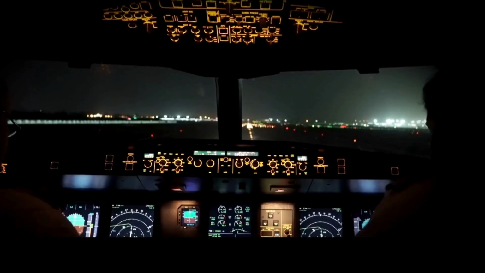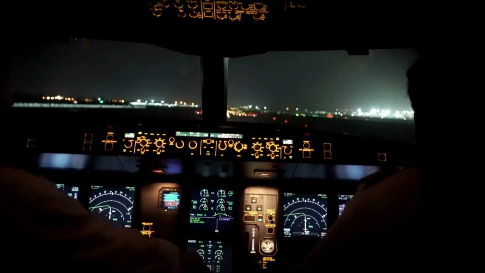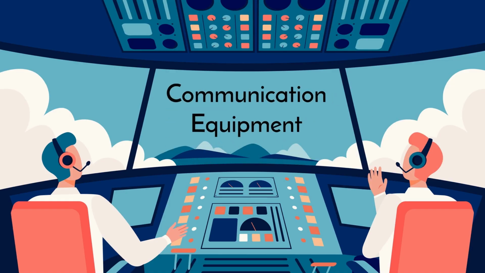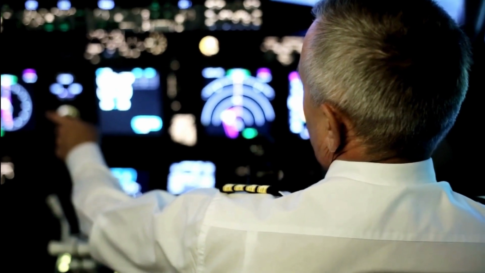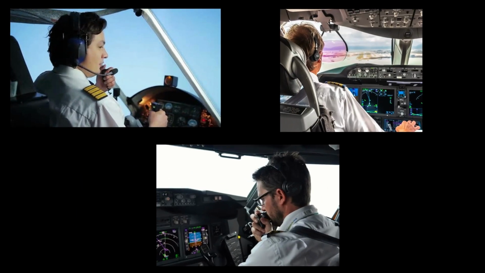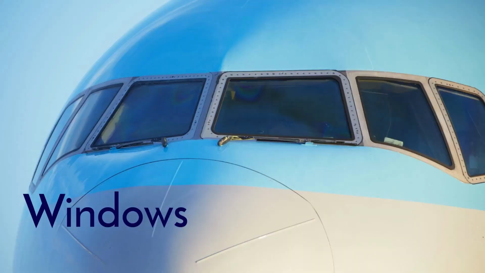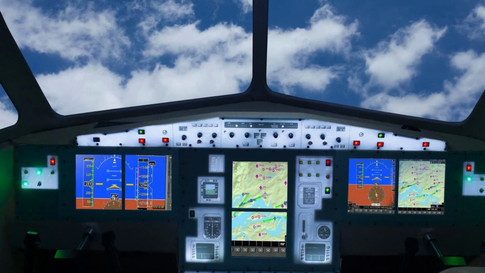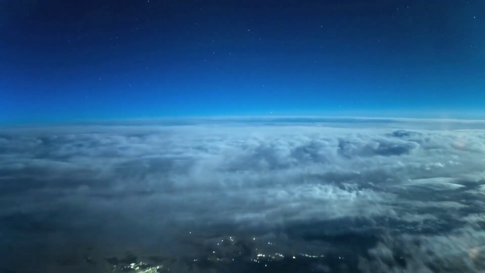Instrument panel. The instrument panel is filled with various gauges, screens, and buttons. These allow pilots to read important information such as altitude, speed, direction, and fuel quantity. Communication equipment. Pilots also use communication equipment to talk to air traffic controllers on the ground and with other airplanes in the sky. They wear headphones so they can hear each other clearly. Windows. And let's not forget about the windows. Pilots can look out of these windows to see what's happening around them. You can probably imagine what a fantastic view they have, high in the sky.